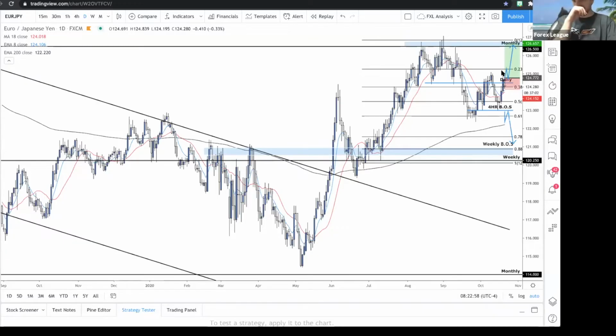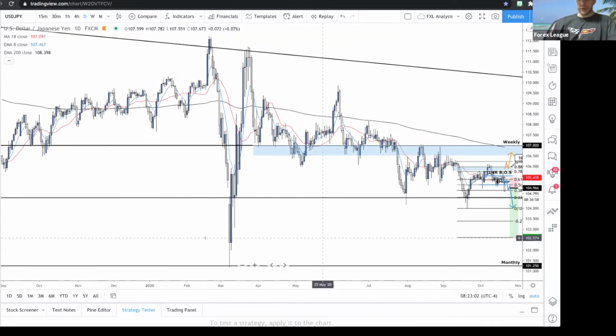Give me 1 second here. I'm going to reset this chart again. One second here. So that was UJ. Now we're going to cover EJ and then finally gold. Well, let's go back to UJ for a second, actually.